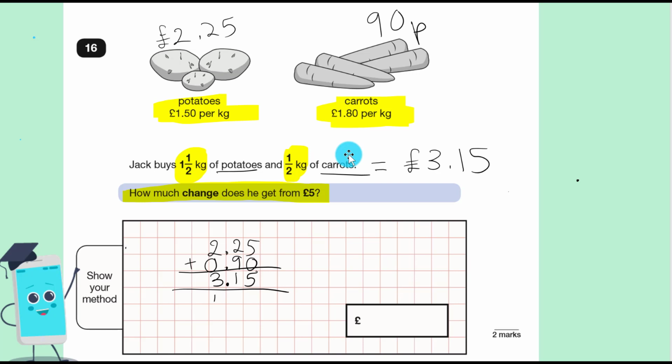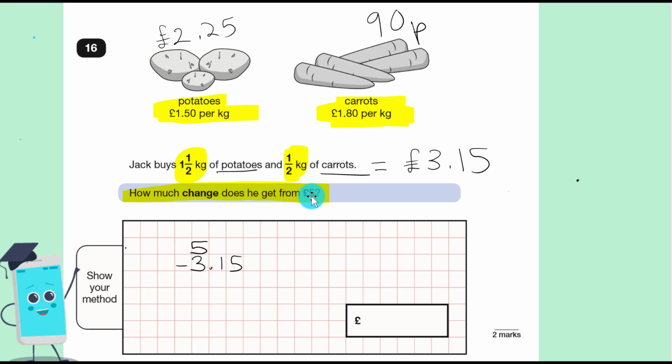£3.15. And my final stage of my problem, you can see we've had to do a few stages. We've had to calculate the potatoes cost, calculate the carrots cost, find out the cost of both of them together, and now we need to take that away from £5. So I can write my £5 in, and I'm going to subtract £3, 3 goes under the 5, and 15p.